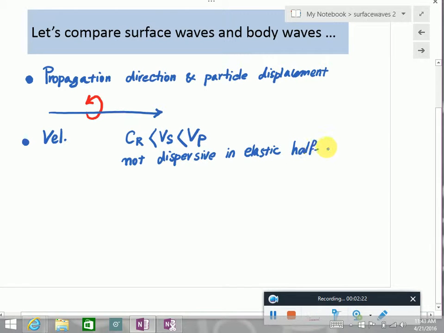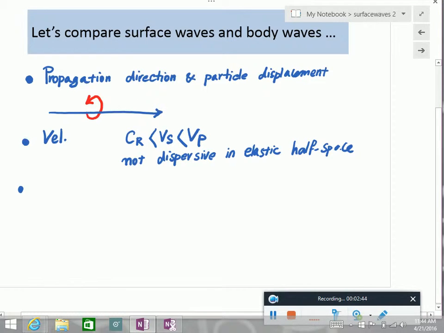And when I say not dispersive, what do I mean by that? It doesn't depend on frequency, right? Because in the equation there was only velocities of S and P, and there was no mention of k, wave number, right? Okay. What else?